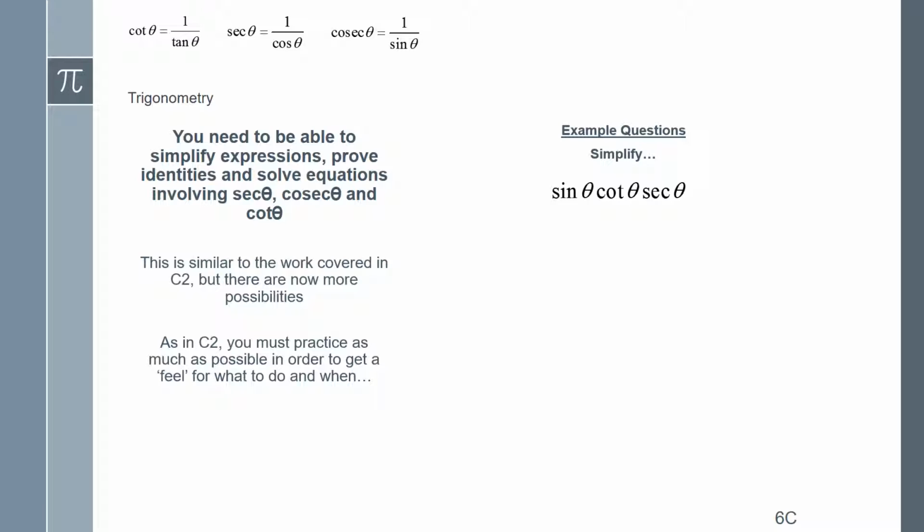Simplify sine theta, cot theta, sec theta. Well, let's rewrite these things in terms of other ratios. Cot theta, if you remember, is 1 over tan, although we also told you in the previous video that tan is sine over cos, so cot is cos over sine. Tan is sine over cos, cot is cos over sine, so we can rewrite cot theta as cos theta over sine theta.